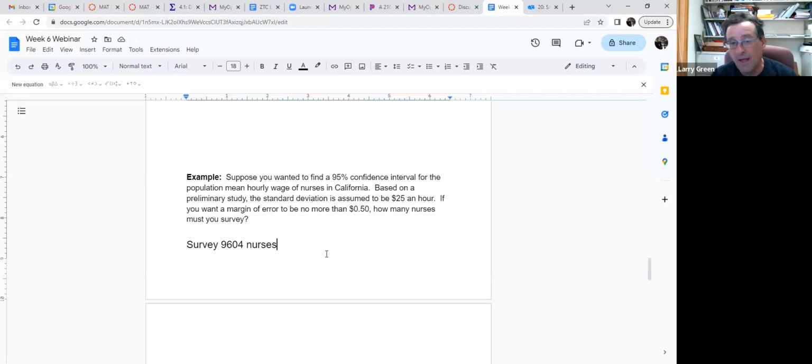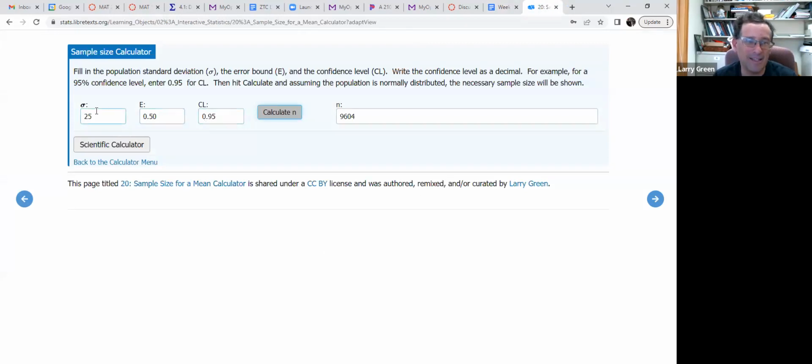Okay. By the way, you may not need it to be within 50 cents an hour, because most people don't care about that small amount of money. Some people do, but maybe $2 an hour, and we can see how that would change things. So if it was $2 an hour instead, then you'd only have to survey 601. That's a lot less. So there's a big difference if you increase the margin of error. If you're okay with an increased margin of error, you don't have to survey as many. Any questions on that?